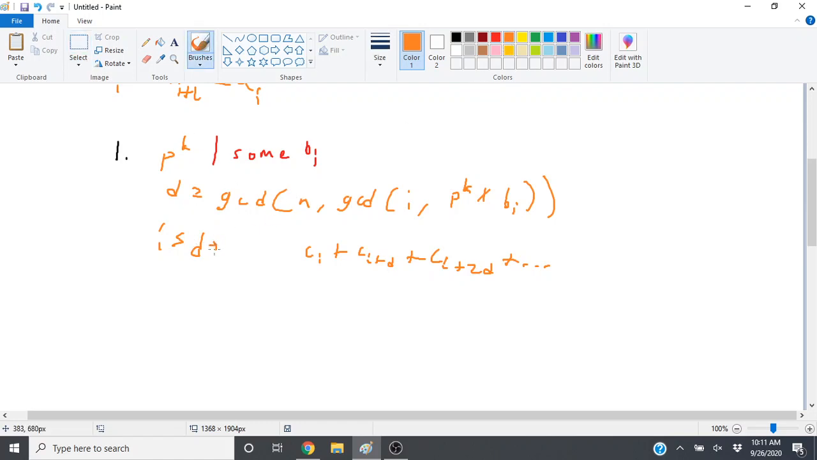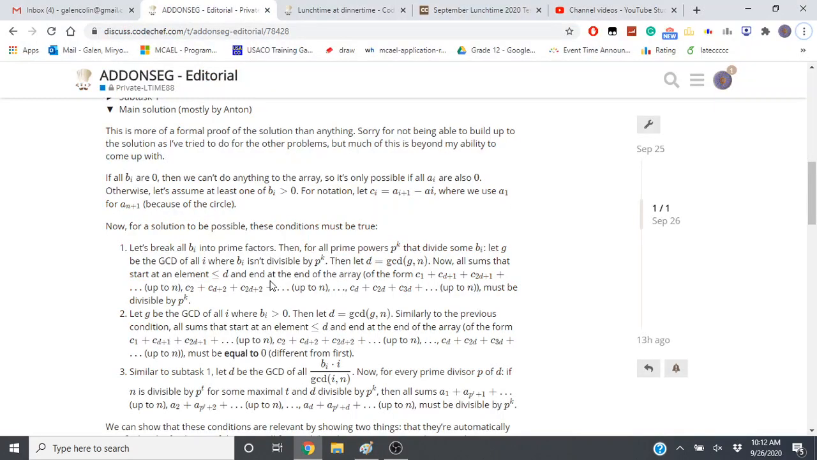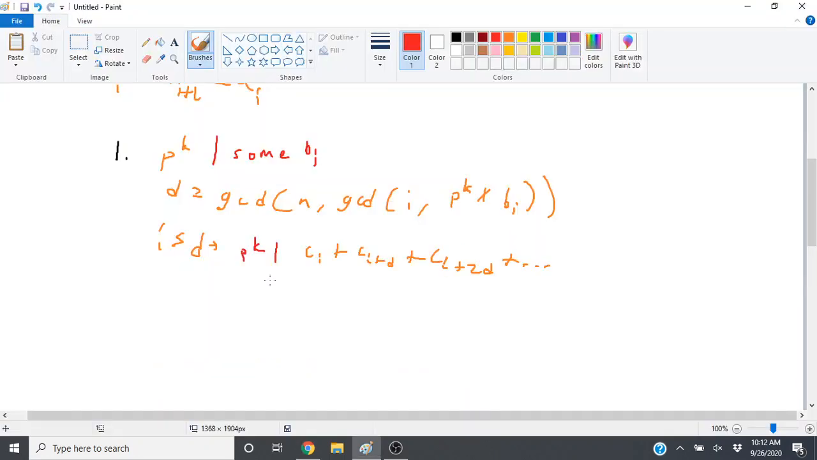So for all i less than or equal to d, this sum is divisible by p to the k. So p to the k divides this. And that's the first condition. This seems very arbitrary, but it will show up later as we show that with these conditions, we can construct the final array of zeros.